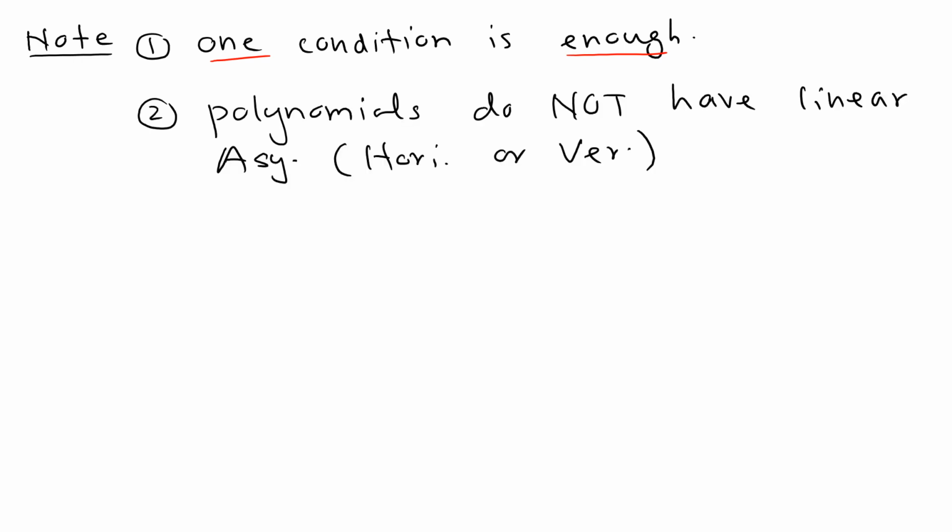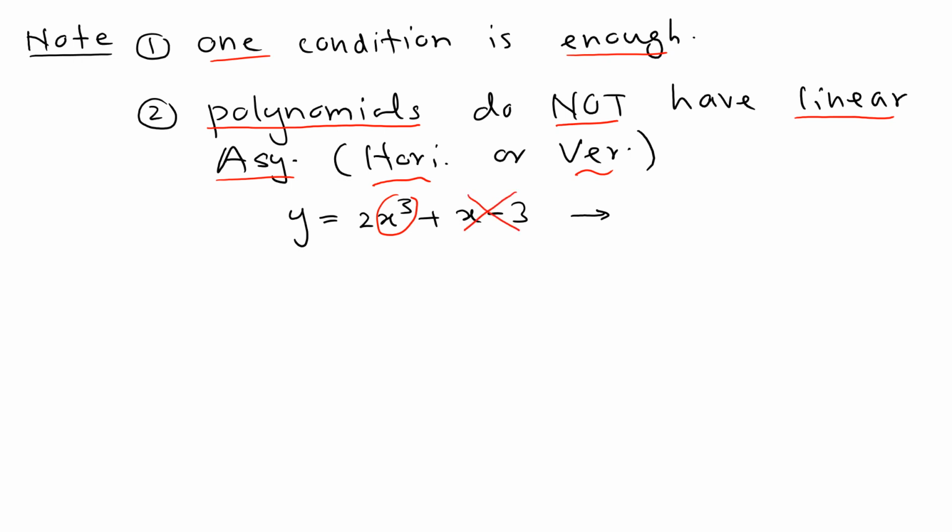The second one says polynomials do not have linear asymptotes, either horizontal or vertical. Polynomials do not have any linear asymptotes, but they can have nonlinear asymptotes. That's an advanced topic that we learn in some advanced courses. For example, if you look at y equals, let's say, 3x cubed plus x minus 3, when x gets larger and larger, you have the cube term here, and you can neglect the smaller terms, because compared to x cubed, when x is really large, they don't matter. This doesn't happen when x is small.